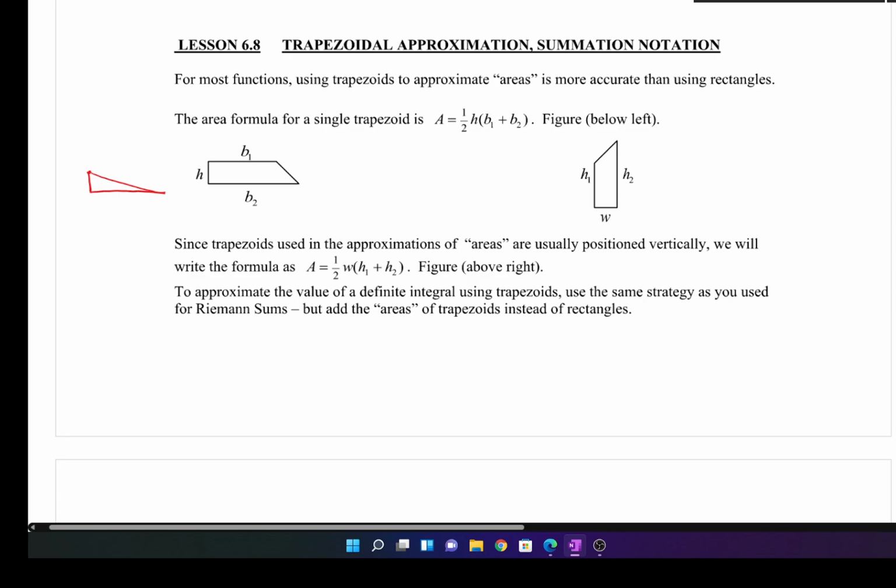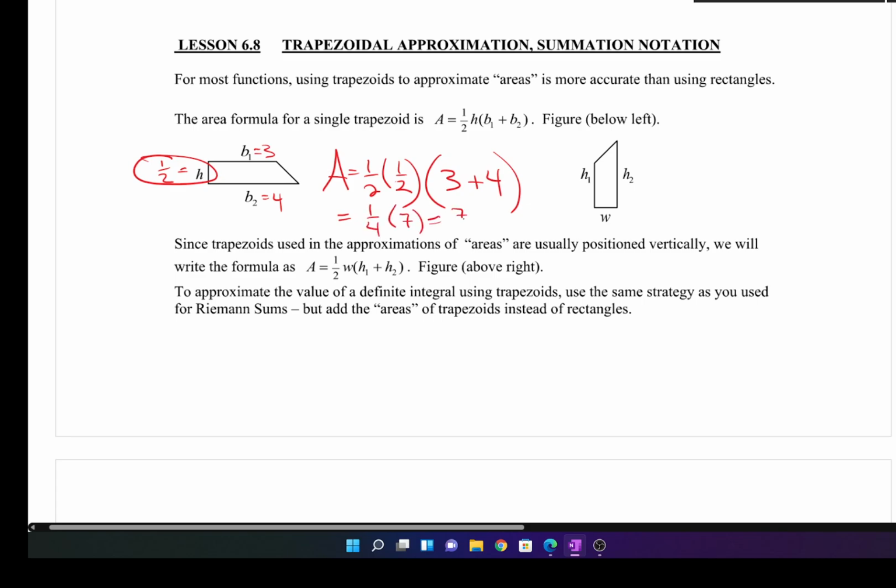So now that we recognize trapezoids, let's try one here. Let's call this 3, this 4, and this 1/2. So the area is equal to 1/2 times that 1/2 height. This height is 1/2, there's also a 1/2 there, so I got 2 of those. And then the 2 bases, let's add them together, 3 plus 4. So I end up having 1/2 times 1/2 is 1/4, times 7 gives me 7/4. Okay, so that's how you do this.